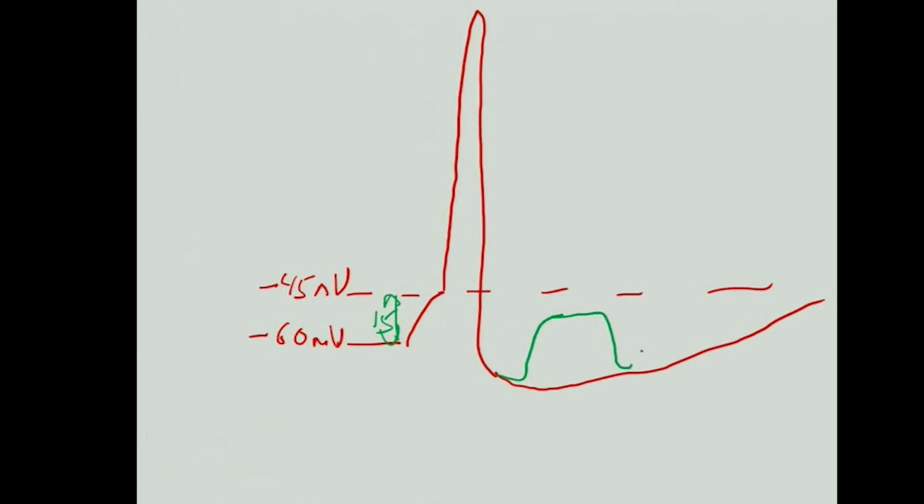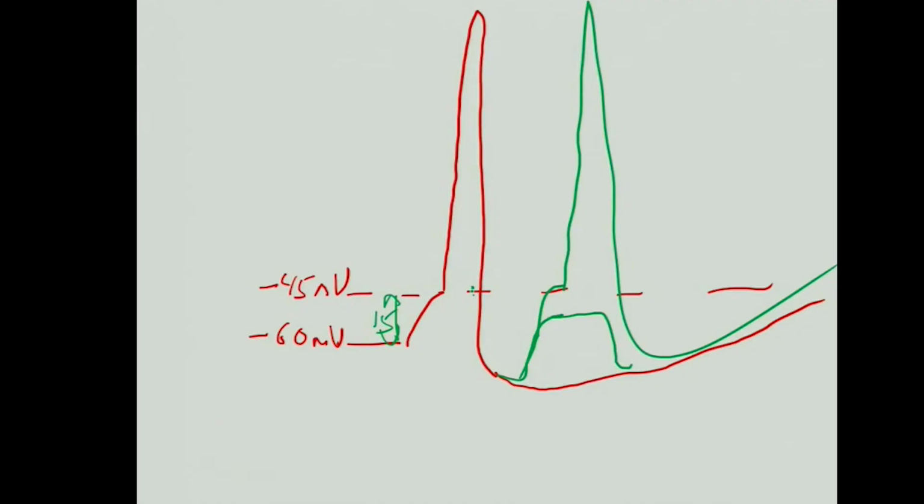It would be subthreshold. It wouldn't reach threshold, so the same stimulus that was used here would not be sufficient to fire an action potential here. However, if this stimulus was made somewhat larger, then we could initiate another action potential, right? So in a sense, the relative refractory period is due at least in part to the after hyperpolarization.